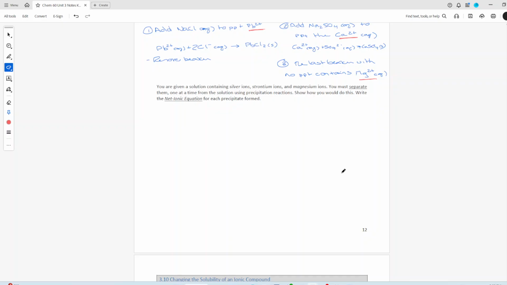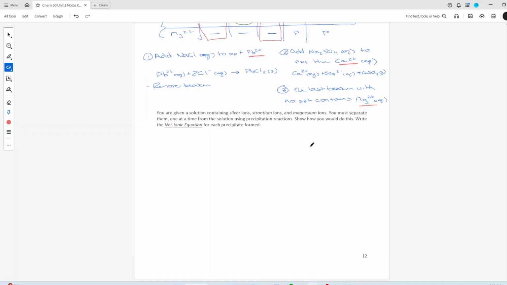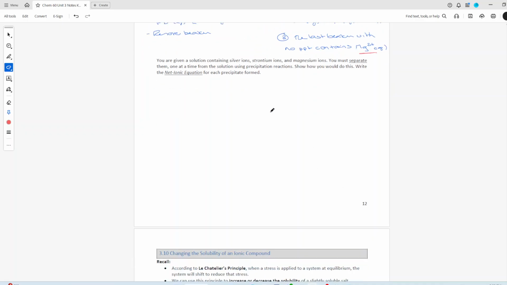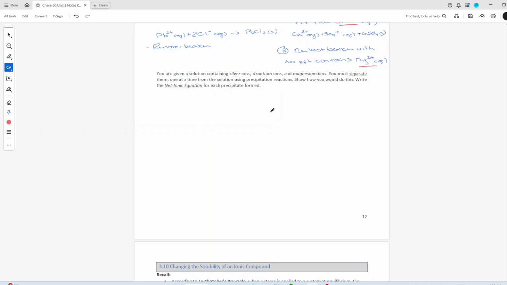Okay, last one. You are given a solution containing silver ions, strontium ions, and magnesium ions. So again, a bunch of cations. And you must separate them one at a time from solution using precipitation reactions. To show how you would do this, write the net ionic equation for each precipitate formed. So I've been leading you for that because that's the way that I did the one above, though it didn't ask for it. So the first thing we would do again is set up our solubility table.